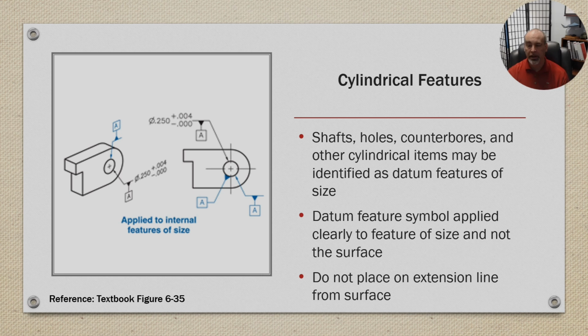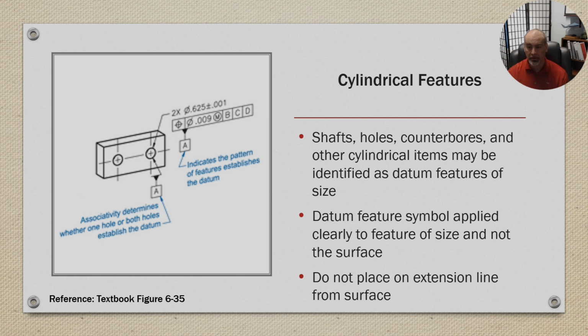On the right, we have two more variations. In an orthographic view, you can have the additional attachment of the triangle being on the cylindrical feature edge. In this example, we have associativity determining whether one hole or both holes establish the datum. And the one on the right indicates the pattern of the feature establishes the datum. So there's a difference in which way you would approach it.